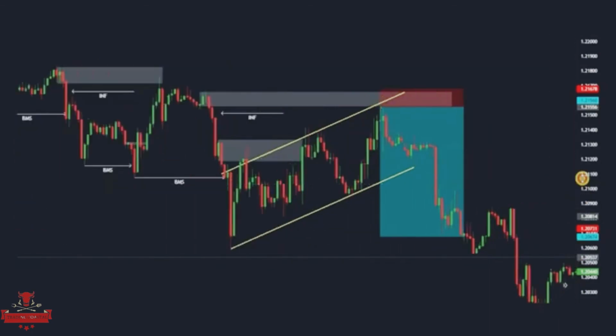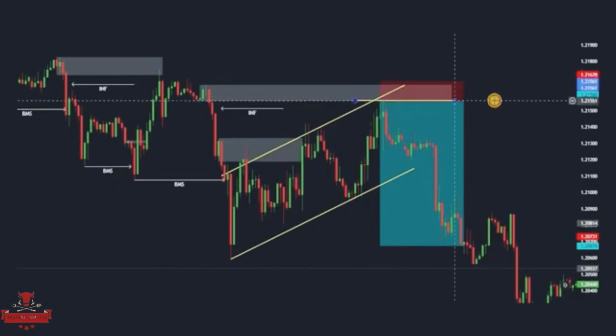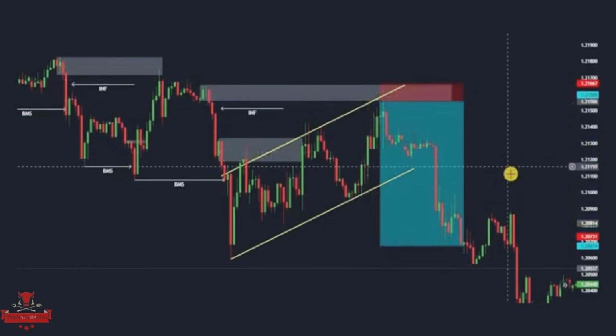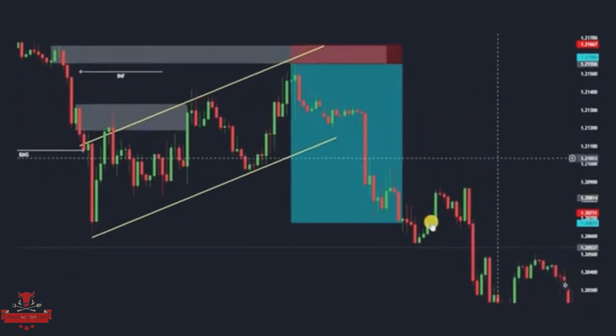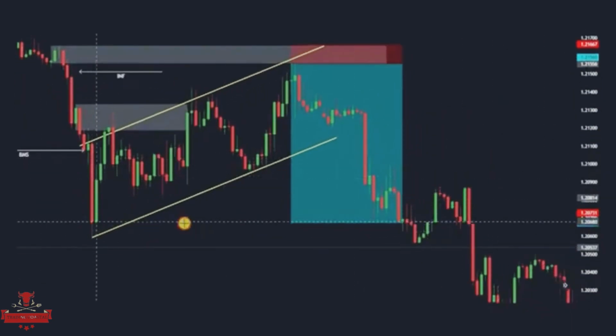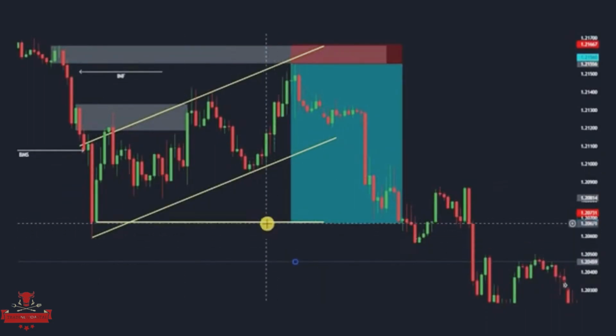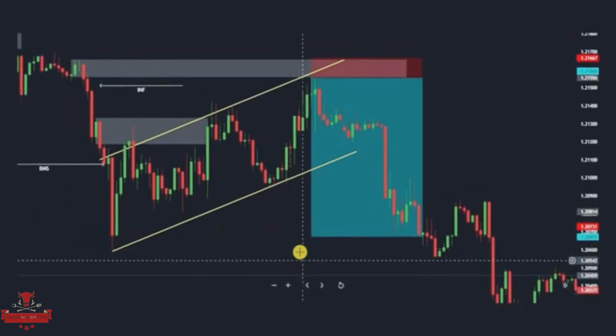I would have had a pending sell limit order on this, at the base of the order block, with my stop loss just above the highs in the doji, 11 pips. And you could have trailed your stop loss. There's no obvious target, and you could have set your TP at the base of this, or you could have trailed your stop loss.